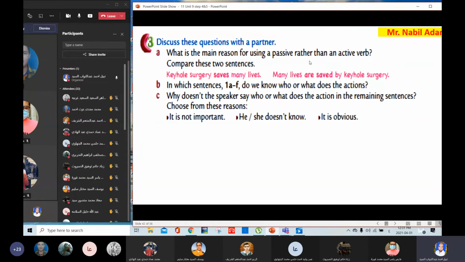Compare these two sentences. Keyhole surgery saves many lives. Many lives are saved by keyhole surgery. Here, why doesn't the speaker say who or what does the action in the second sentence? Here, it is not important, or he doesn't know, or it is obvious. Does he know or doesn't he know the doer, the subject who does the action? Of course, doctors here.